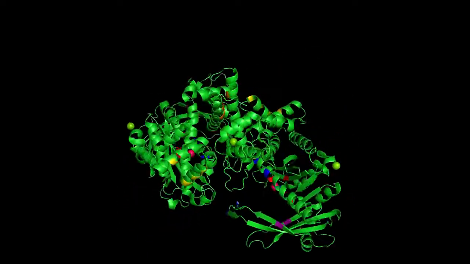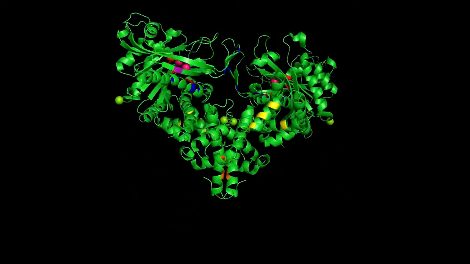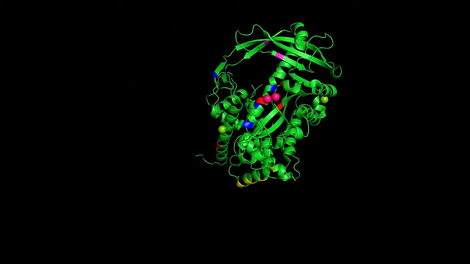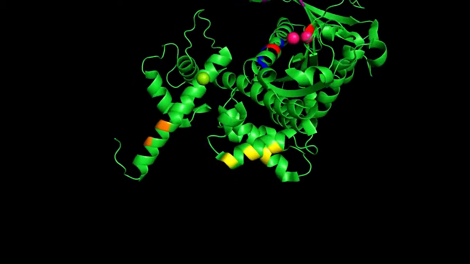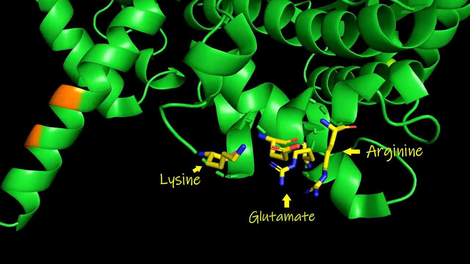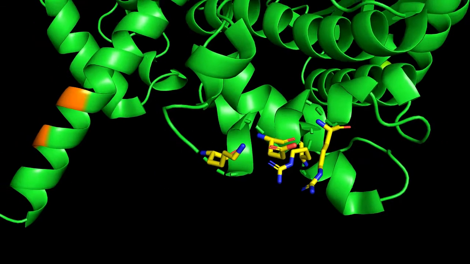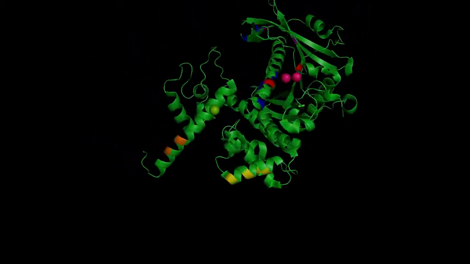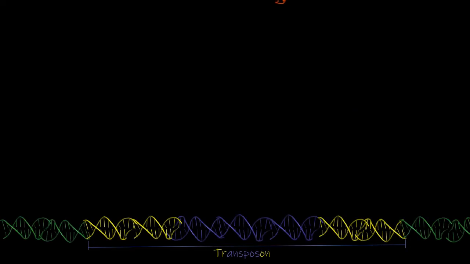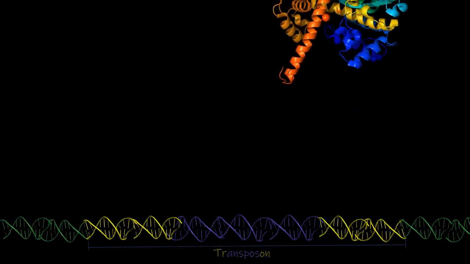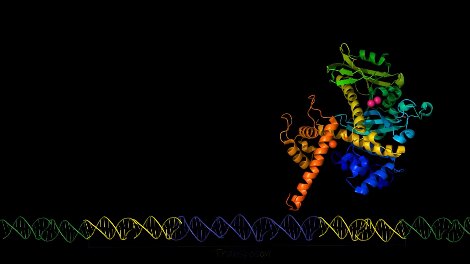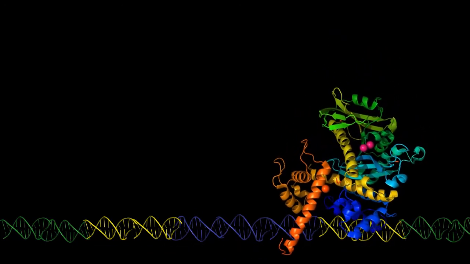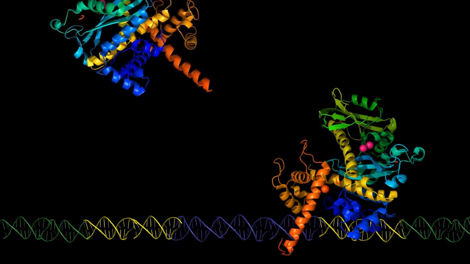The transposase protein is a homodimer and so has two identical monomers. The N-terminal domain of each monomer contains lysine, arginine, and glutamate residues that allow it to bind to DNA. The transposon is also called a jumping gene and is the gene that needs to be cut and pasted. First, each transposase monomer binds to one end of this transposon, where the yellow residues make contact with its outside ends.